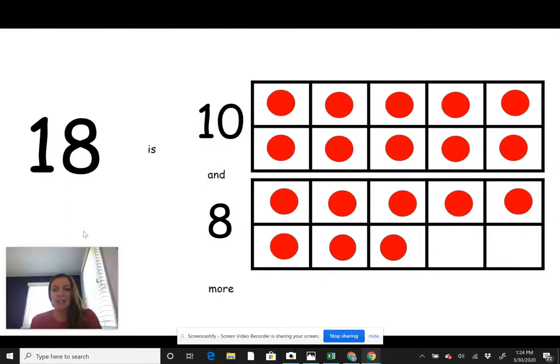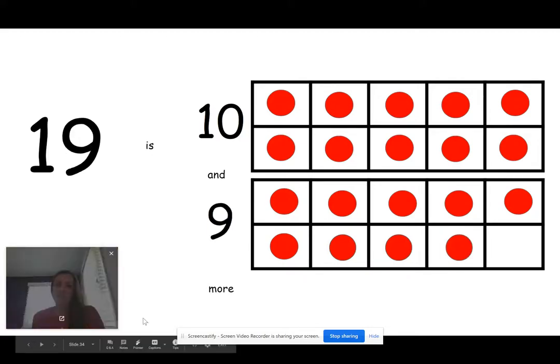18 looks like this in a 10 frame. My first 10 frame is full. I can quickly say 10, and I can count on 11, 12, 13, 14, 15, 16, 17, 18. When I break it apart, I have 10 and I have 8 more.